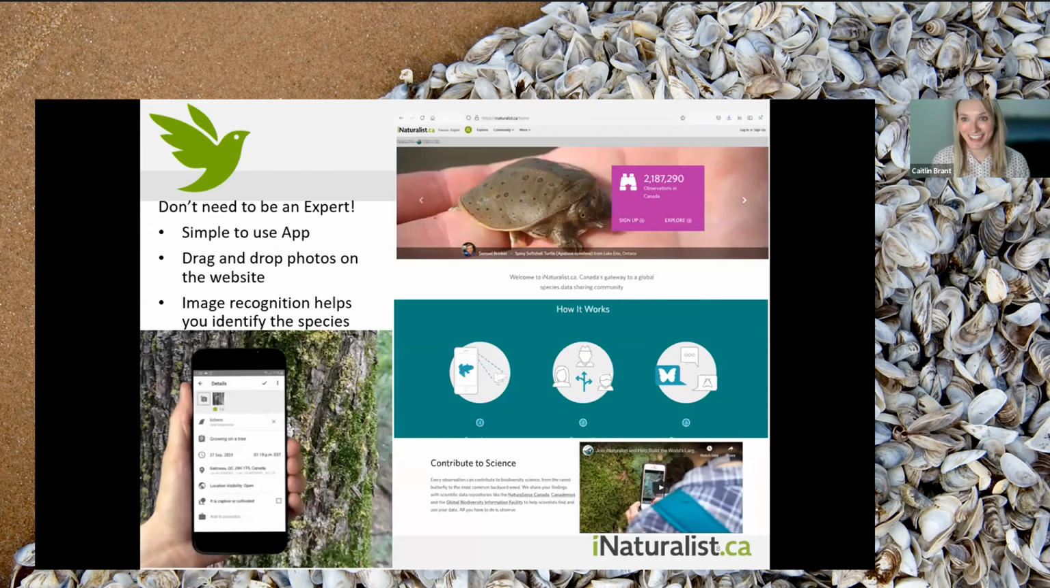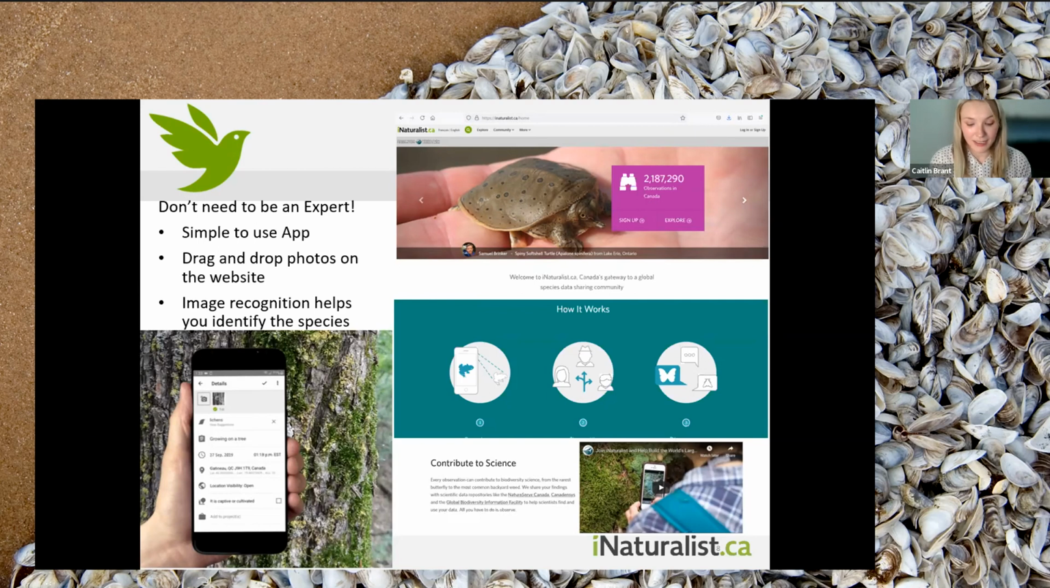So the main takeaway from iNaturalist is you don't need to be an expert to help with conservation. We have an app and a website, whatever you prefer to upload photos on. On your phone, you can take the picture directly in the app, and on the website, you can drag and drop photos right onto the website. The better the photo is, the more in focus it is, the more likely it's going to be ID'd. And we've created a bunch of resources on iNaturalist.ca in the help section to help with specific species groups and how to photograph them.